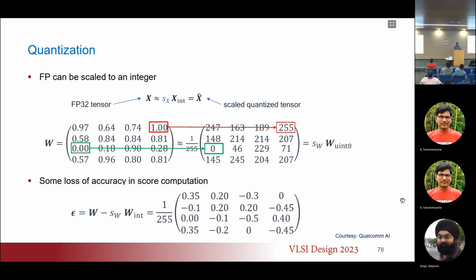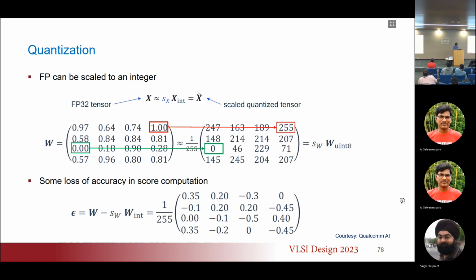So let's look at the basic idea, how floating point is scaled to an integer. Let us say that I have a weight matrix here, where the weight matrix has all floating point numbers, 0.97, 0.64, 0.74, 1, et cetera. So what I'm going to do is take the highest value of the floating point, the red box, and the smallest value of the floating point, the green box, and scale that into an integer. So how did I scale that into integer?